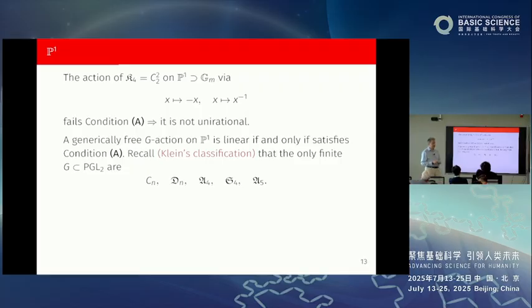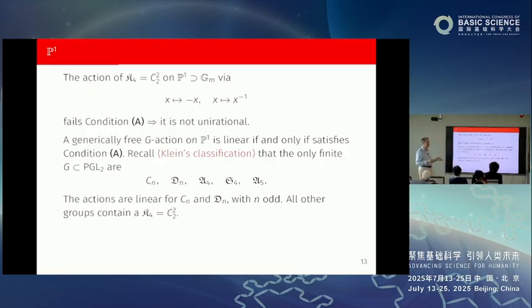By Klein, you know what these finite groups are: cyclic groups, dihedral groups, A4, S4, A5. Cyclic groups, of course, have fixed points. Dihedral groups of order 2n, where n is odd, are also linear actions, and all the other actions would contain the Klein 4 group as a subgroup, and therefore not be unirational equivariantly. Okay, so that's the answer for P1.